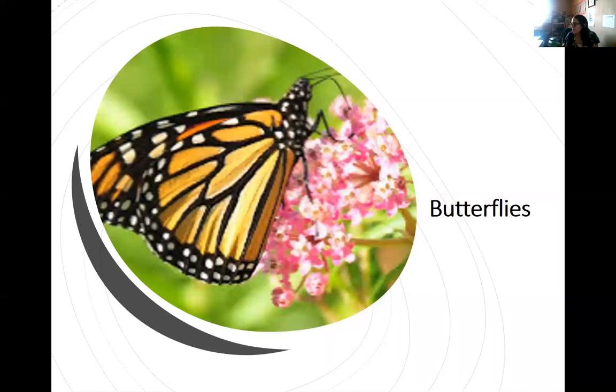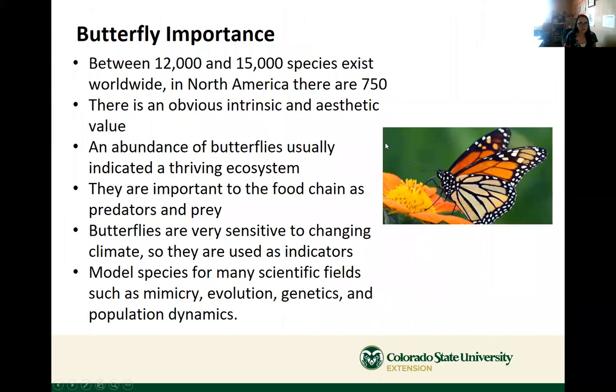And this is our last pollinator that we're talking about, butterflies. So butterflies are important, just like all the pollinators. We have somewhere between 12,000 and 15,000 species worldwide. In North America, there's 750 species.